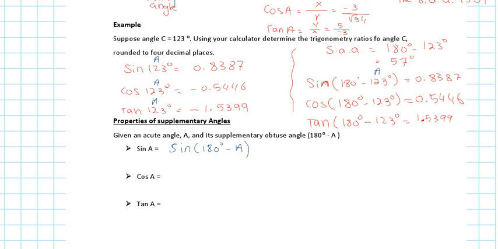How about cosine of A and cosine of 180 minus A? Same but opposite sign. So cosine A is equal to negative cosine of 180 minus A. If this is negative, negative and negative makes it positive. So always remember that they're opposite sign. And for us to write it as opposite sign, we just put a negative in front of it.